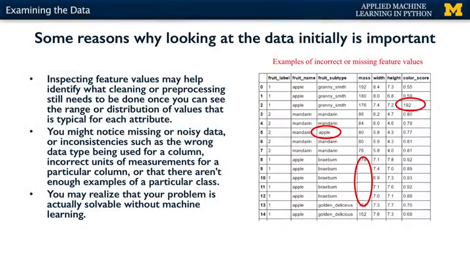And finally, it might turn out that for your data set, your problem is actually solvable without machine learning. Now, this doesn't happen all that often, but if it does, you can save yourself considerable time by simply looking at what data exists in your data set. So in one scenario, your data set might actually contain a feature that is clearly a strong indicator of the label that you want to predict.